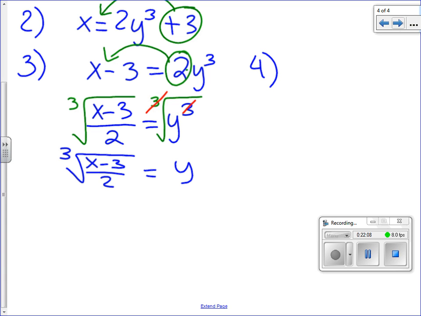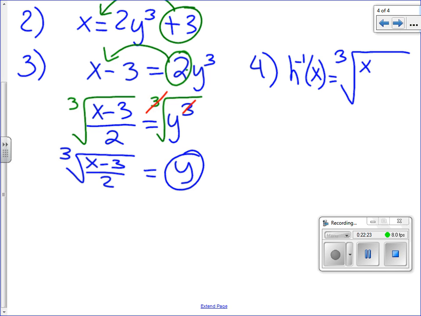Step number 4, we replace the y with the notation for function inverse. And that will be, we started with function h, so we will call it h inverse of x is equal to the cube root of x minus 3 divided by 2. And so this will be the end of the video.